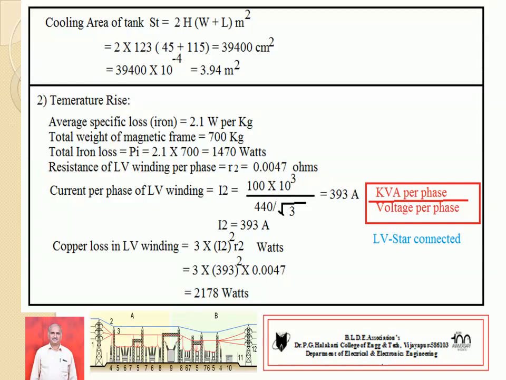Then copper loss in LV winding. It is a 3-phase transformer, so 3 times I square R. This problem is very, very important. 3 times I2 square into R2 watts. So we are going to get 2178 watts. Understand?